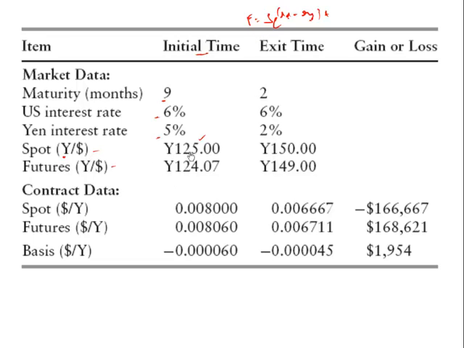The spot rate is given. The forward rate for a 9-month contract can be calculated. Please verify. It would be 125 into e raised to the power the yen rate, that is 0.05, minus the dollar rate, that is 0.06, into 9 by 12.